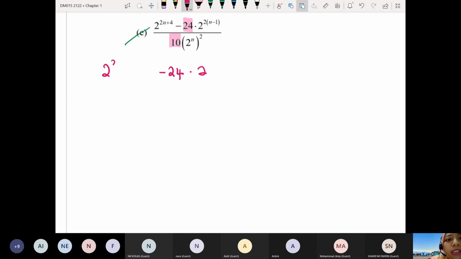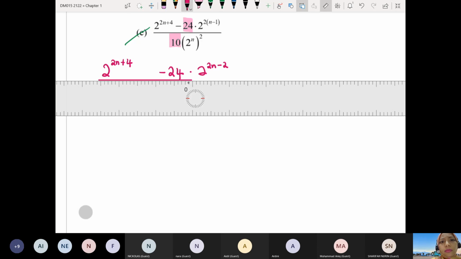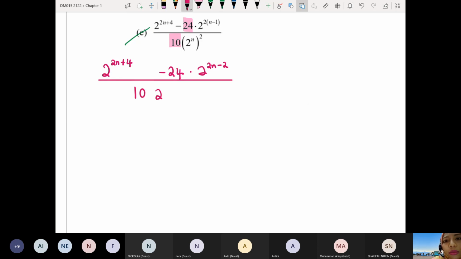Okay, kita tengok. 2n plus 4, and then minus with 24, 2n minus 2. If I break up the first term, the second term also I have to break it up. And then over with 10, 2, 2n. So sekarang ni yang ada adalah 2 to n. I want to find 2n. I am thinking the best way to present to solve this.